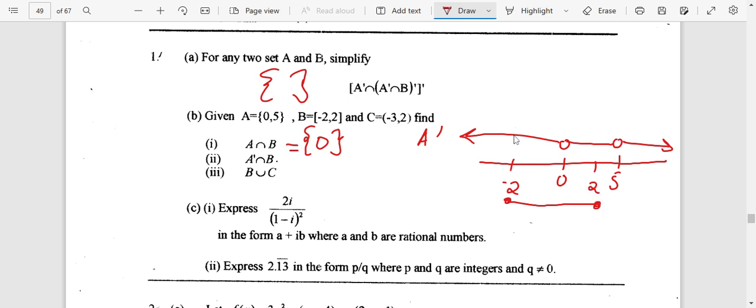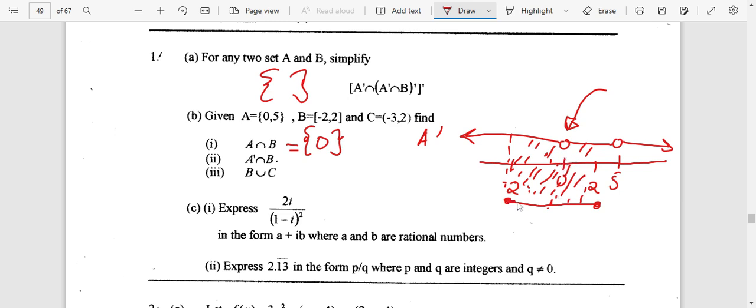Where this is intersecting, we can see all these elements are common, but 0 is not. 0 is not going to be part of the intersection. Why is it not part of the intersection? Because it is not in A complement, but we want the intersection of A complement with B. So it will be everything here, except 0.